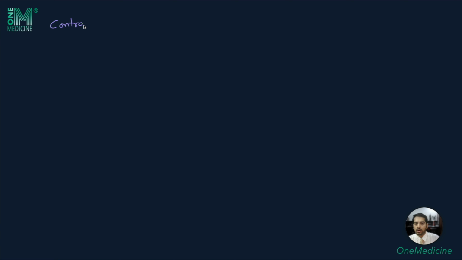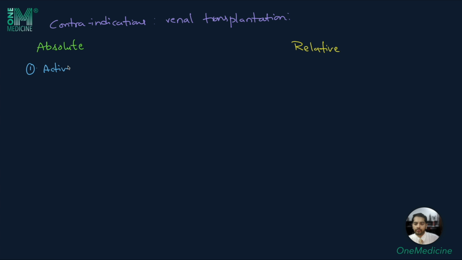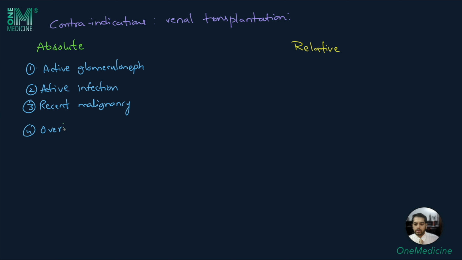Now let's look at the contraindications in case of renal transplantation. There are absolute contraindications and there are relative contraindications. Absolute contraindications include active glomerulonephritis, an active infection, recent malignancy, overt AIDS, active hepatitis, and even severe comorbidities.